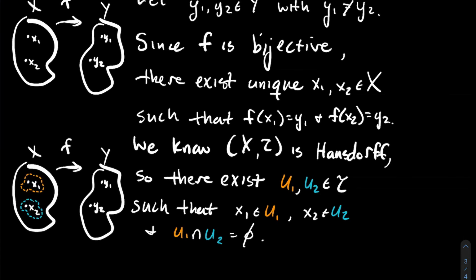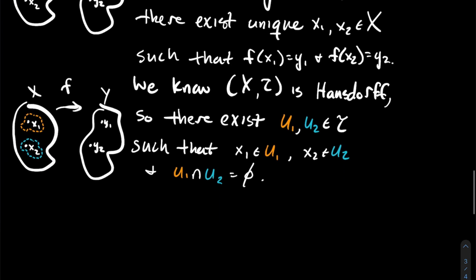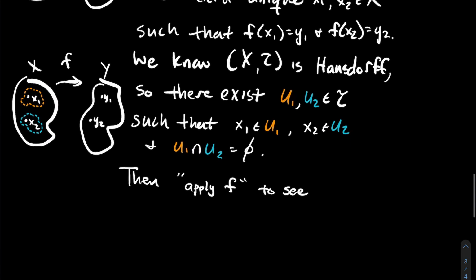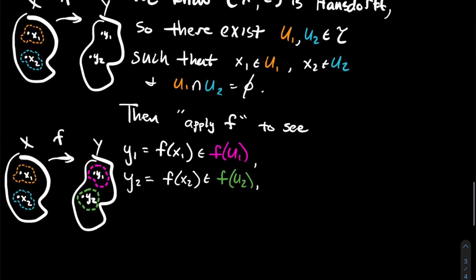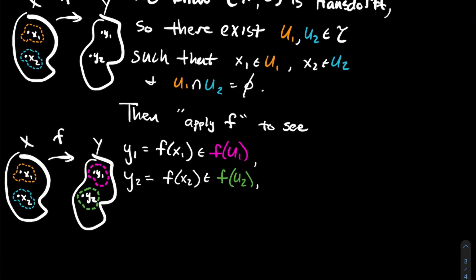So here's my updated picture, and I'm just saying that I can find two open sets in x that separate x1 and x2. And so how do I get from the set x to the set y? Well, I use this function f to do it. So naturally what you'd like to do is just apply f to everything. So we're going to apply f to those three statements from the Hausdorff criteria above. And we see f of x1 is in f of u1. In other words, y1 is in f of u1. And f of x2, of course, is in f of u2. So that says y2 is in f of u2.